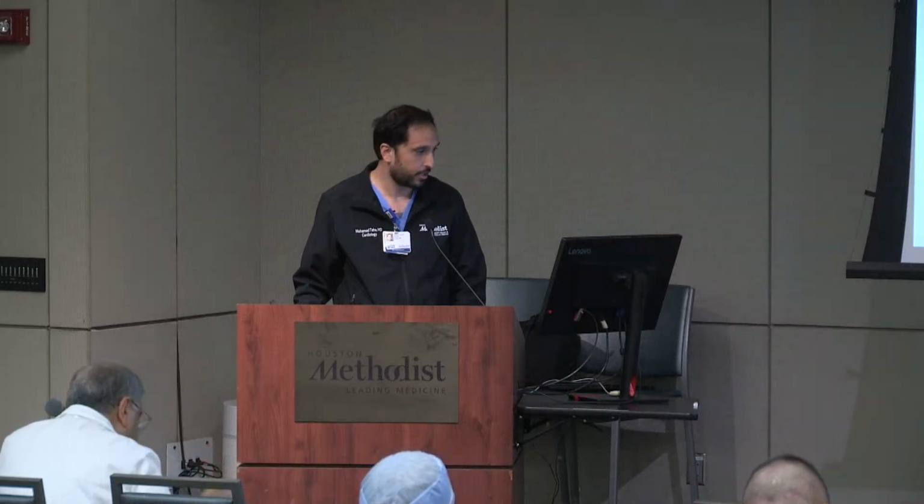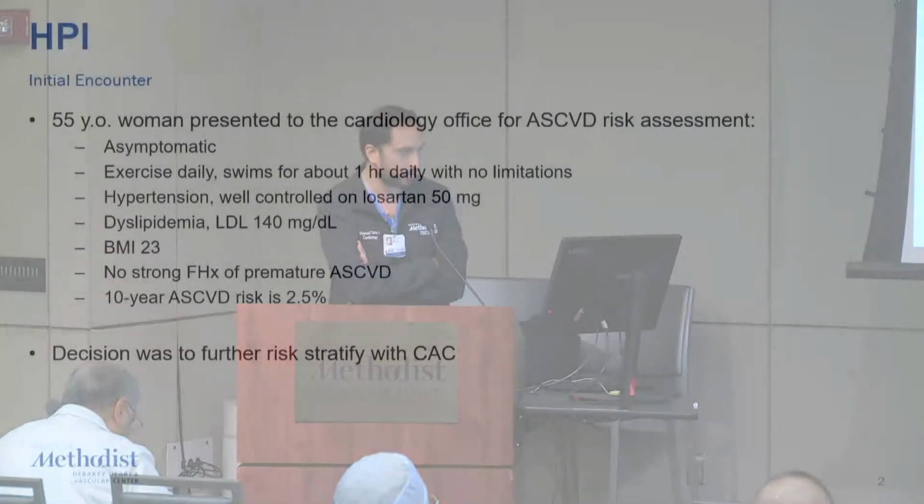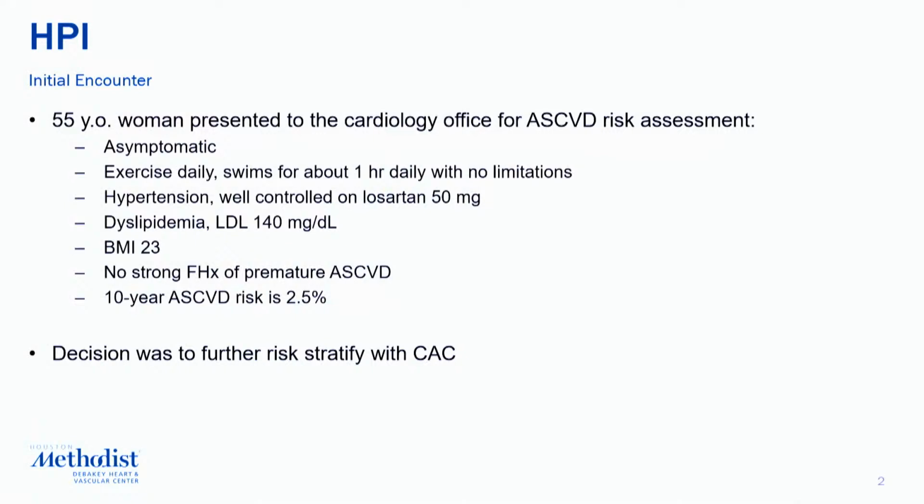All right, my case. I have a 55-year-old woman who presented to the cardiology office for risk assessment. She's asymptomatic, she's quite active, she swims about 1 hour a day. She's hypertensive but well controlled on one medication. LDL is in the 140s, normal weight, no strong family history, and calculated 10-year ASCVD risk is 2.5. Overall discussion and decision in the office was to pursue a calcium score.